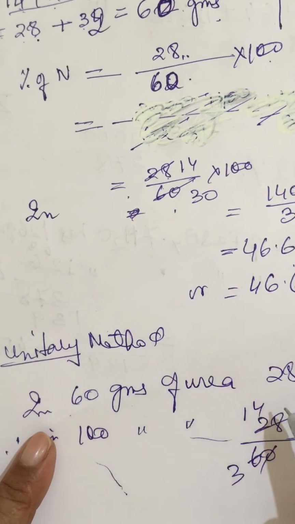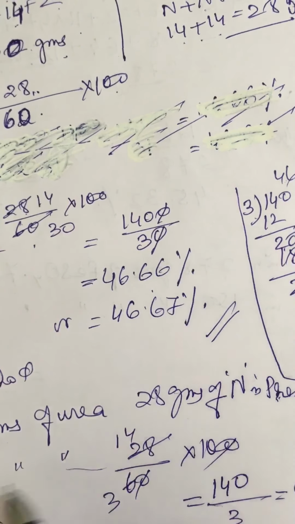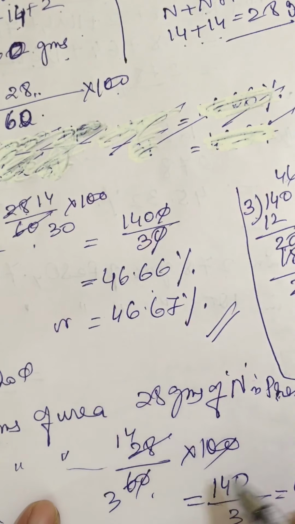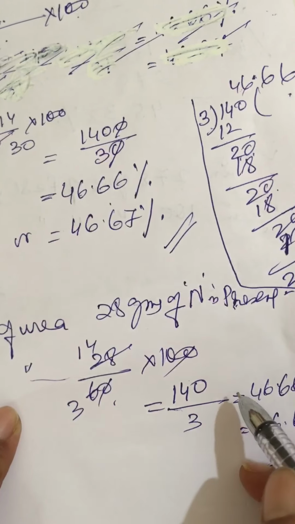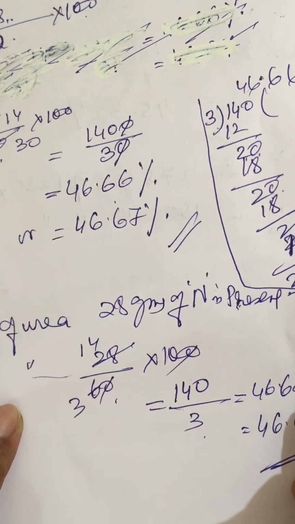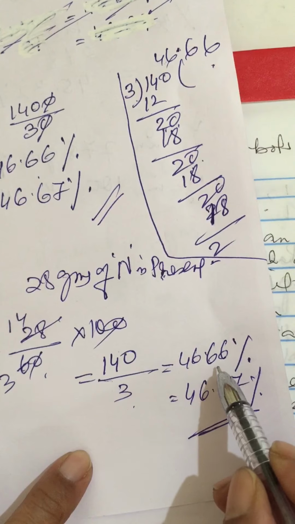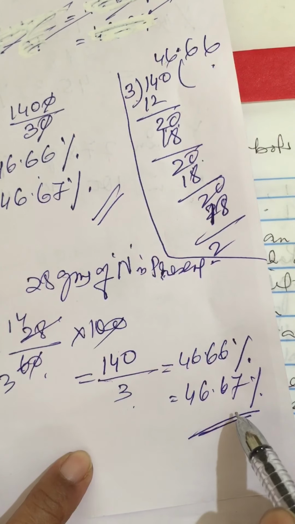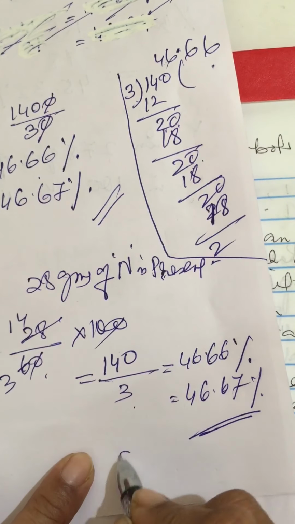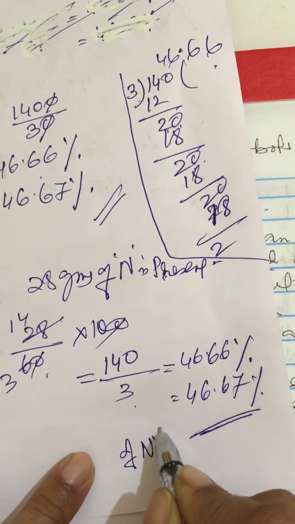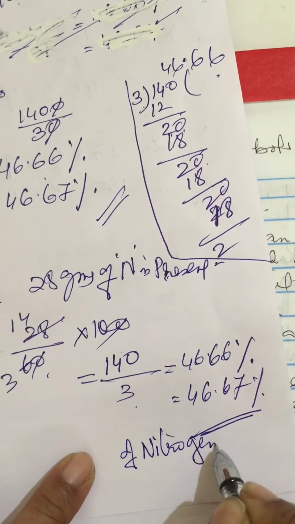So in 60 grams of urea, 28 grams of nitrogen is present. Therefore, in 100 grams, how much? 28 by 60 into 100. Same thing, we are getting 140 by 30. We are getting 46.67 in percent. Or you can here make it 46.66. You can make 46.67% of nitrogen present in urea.